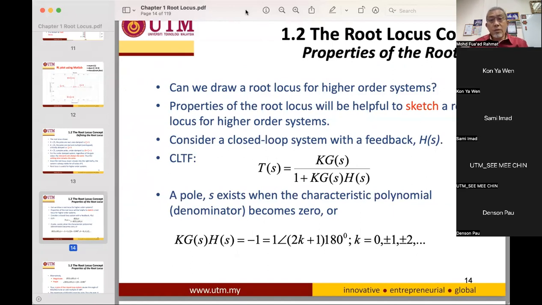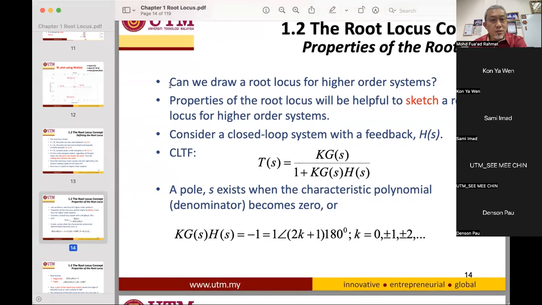Bismillahirrahmanirrahim. So we continue our lecture on the root locus, chapter 1, by referring to slide number 14. The question arises from the previous lecture: can we draw root locus for a higher order system? The answer is yes. But before that, we have to see the properties of the root locus, because these properties really help you to sketch or freehand draw a root locus for a higher order system.